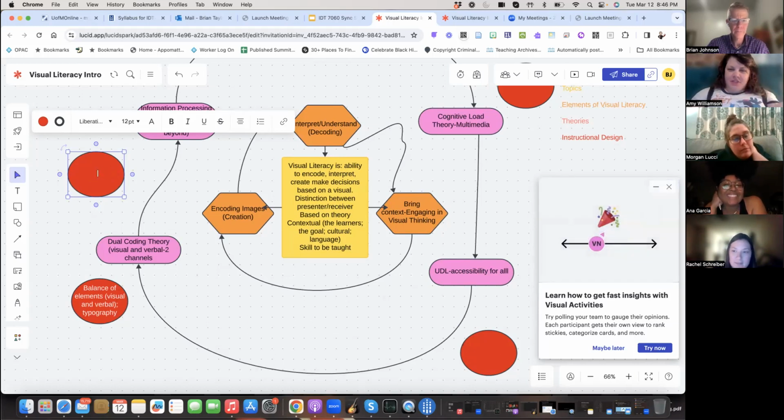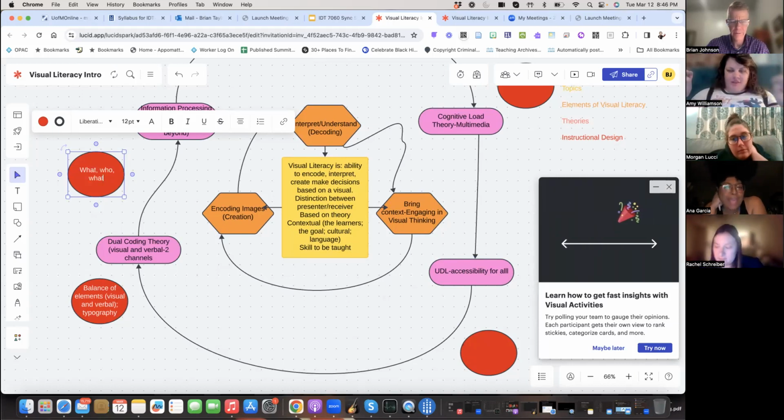Because I feel like you have to know the subject as well. Yeah. You have to have those two parts of it, and then purpose is kind of what connects it. Yeah.